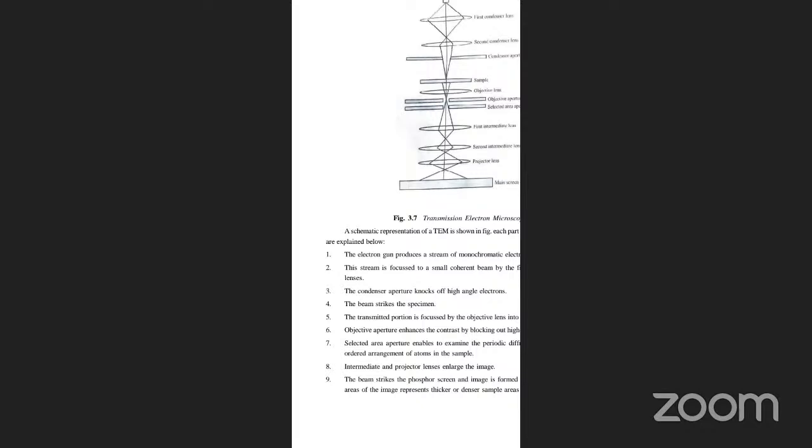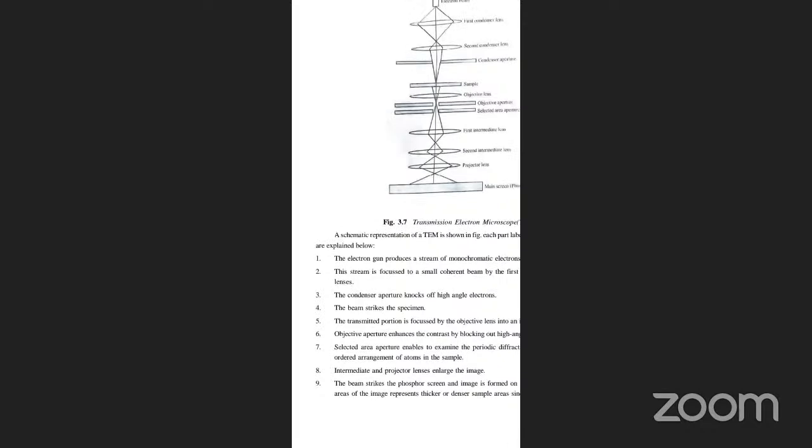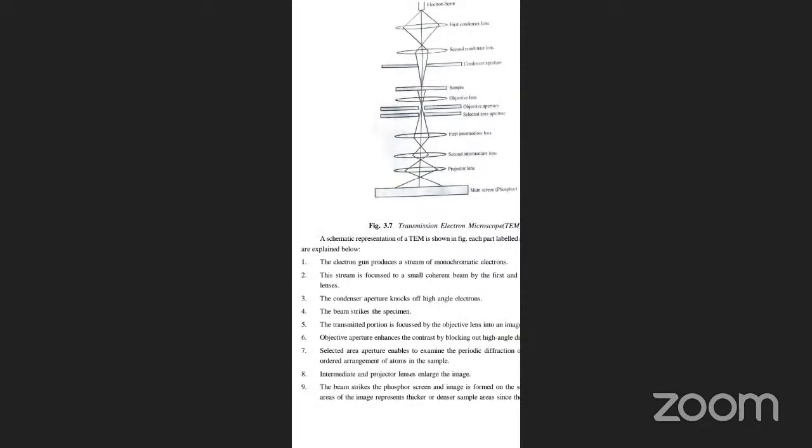The electron gun produces a stream of monochromatic electrons. This stream is focused to a small coherent beam by the first and second condenser lenses. The condenser aperture knocks out the high angle electrons. The beam strikes the specimen. The transmitted portion is focused by the objective lens into an image.